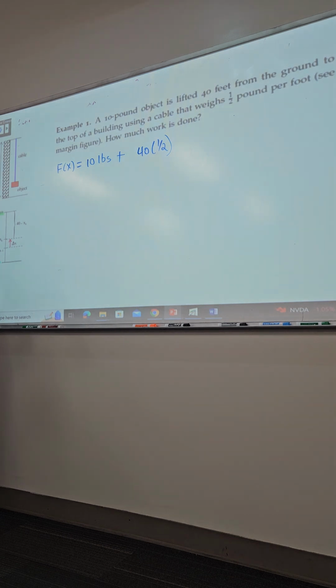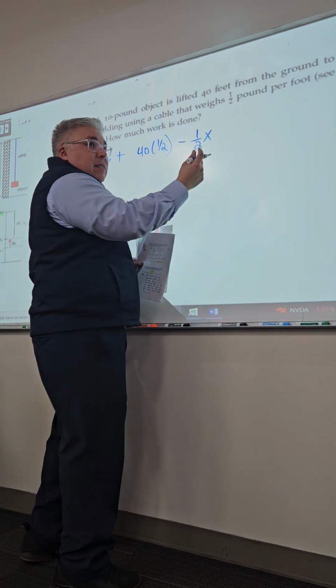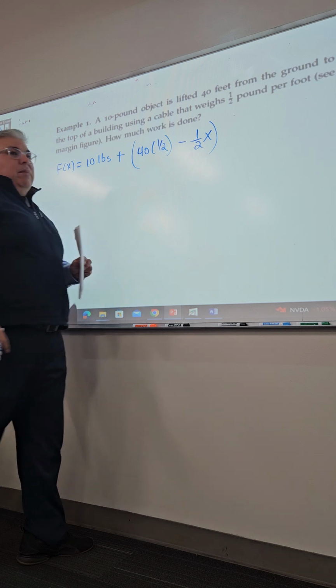But here we also have to take into consideration that we're going to be pulling this rope up. We're losing distance, which we call distance x, and we're going vertically. Distance x. You see the x here? So as I bring that rope up, I'm losing x amount of length of rope. And every foot of rope I'm losing, I'm losing 1/2 pound of the weight. So I got to subtract 1/2 times x from that. Are y'all with me?